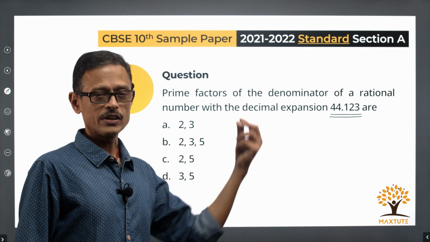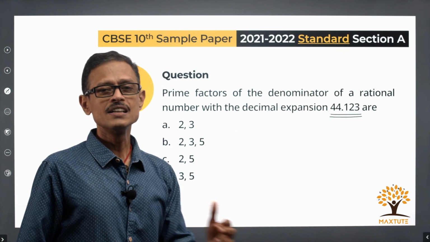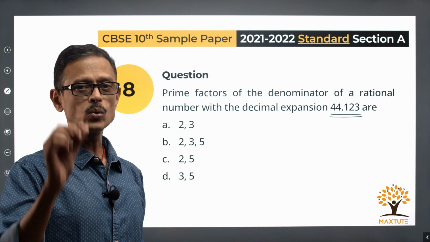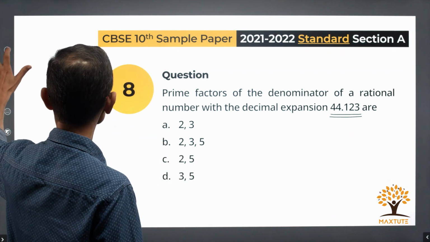It is 2, 5. When you rewrite this in terms of a fraction, the denominator of the fraction will have only 2 and 5 as its prime factors, right? Move on to the next question.